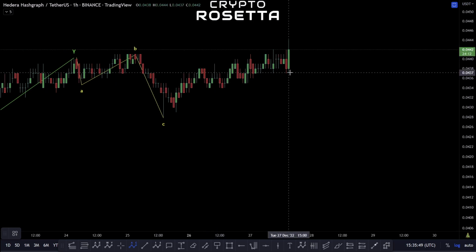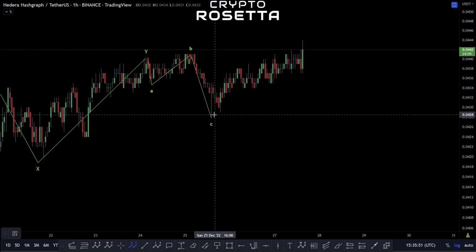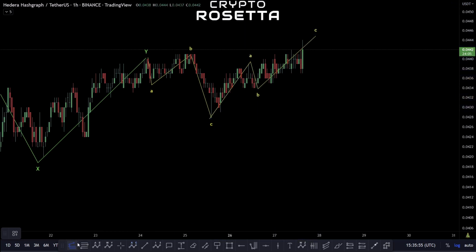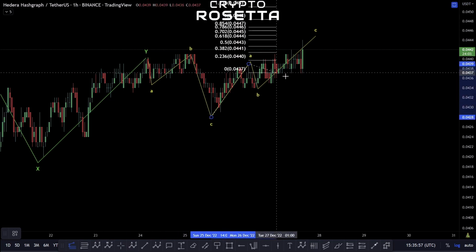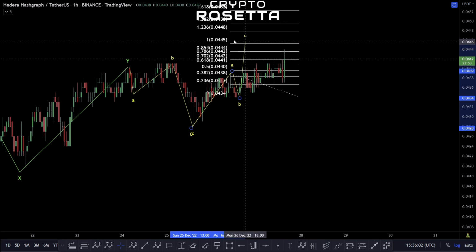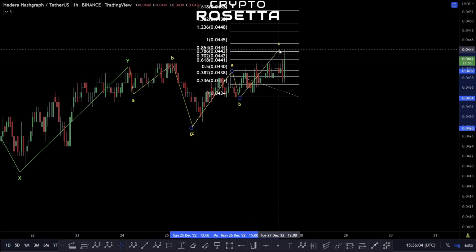It's very choppy and there's a lot of overlap here. It is possible we have an A, a B, and a C wave here, which could be completed. We haven't quite reached this 1-to-1, but we have come quite close to it at the 0.445 zone.